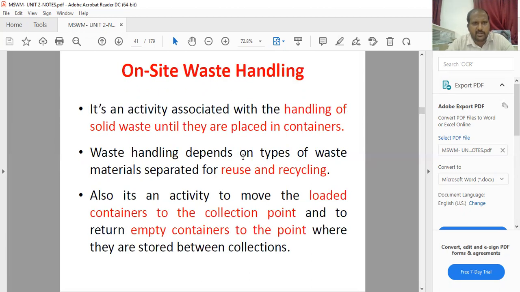The next one is on-site waste handling. It is an activity associated with the handling of solid waste until it is placed in containers. Waste handling depends on the types of waste materials separated for reuse and recycling. It is also an activity to move the loaded containers to the collection point and to return empty containers to the point where they are stored between collections.